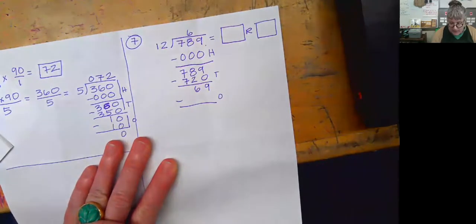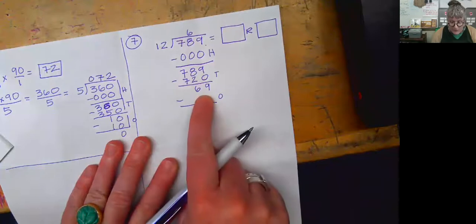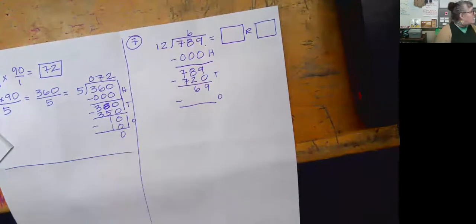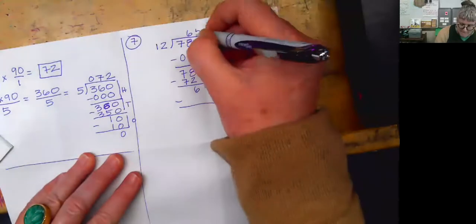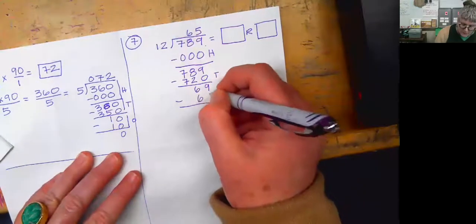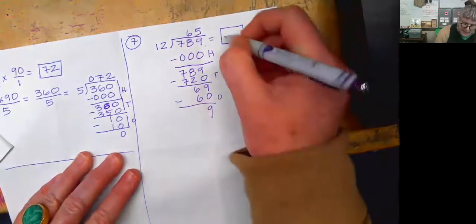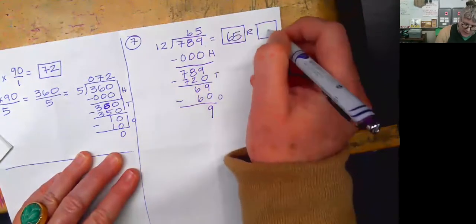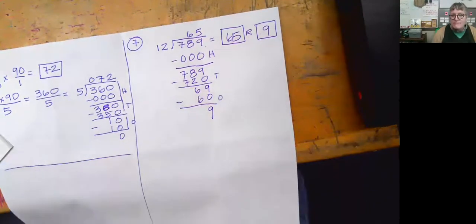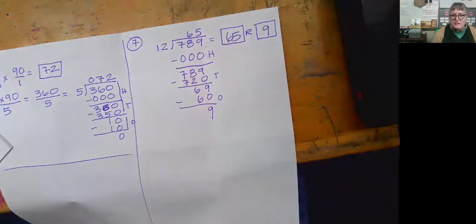And now I'm going to ask myself how many times 12 will go into 69, right? And I'm cheating and I'm looking at my 12s. And I know that they will go 5 times 60. And so I get 65, remainder 9 as my answer. Okay, you ready to do 8?